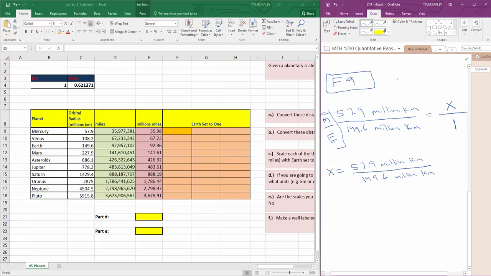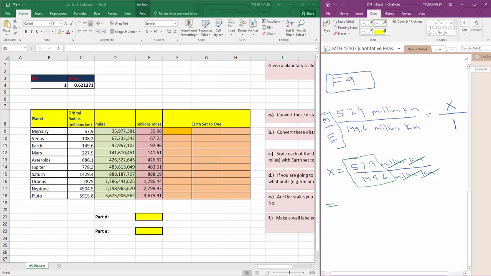Right? So one thing we want to notice also here is that my units are going to cancel, right? So I have kilometers over kilometers and million over million. So that million kilometer units go away, and we're just stuck with this, right? So let's think about how this was calculated, the Excel formula, right?